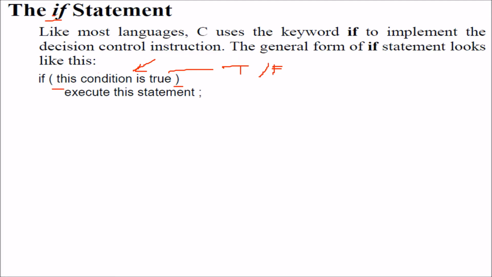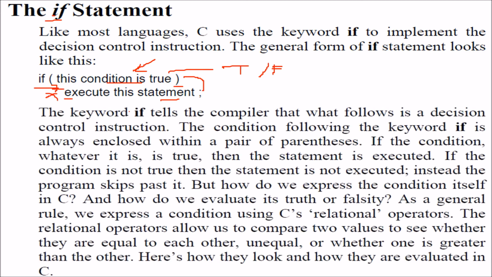If this condition is true, the line which is just next to it is going to execute. If this condition inside the parentheses is false, this line is not going to execute. So the truth or falsity will decide whether the line which is coming next has to be executed or not. So how is this condition going to give you true or false?